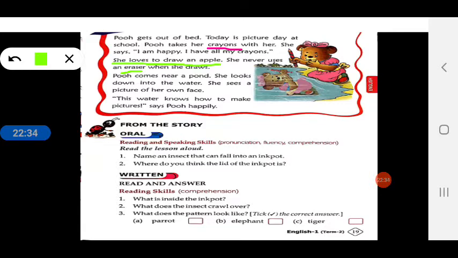Correct? So when you make a mistake while drawing, what do you do? You take an eraser and you erase it. Correct? Then again you draw it. In the same way, she does not use an eraser when she is drawing. Okay? Then, Pooh comes near a pond.